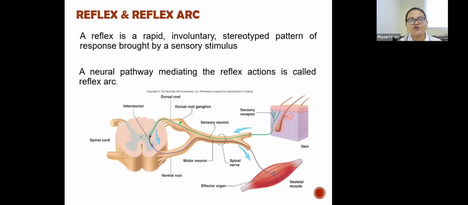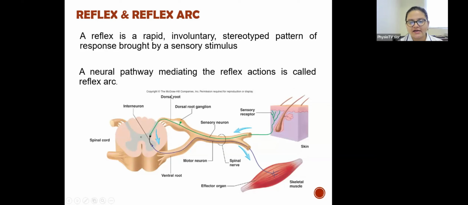So whenever you touch a hot object, right? Immediately your hand is withdrawn, right? So this is irrespective of the type of object that you touch. If the object is hot, then your hand is involuntarily going to withdraw. You don't even have to think about it, right? So this is what is a reflex. It is a rapid involuntary stereotyped pattern of response brought on by a sensory stimulus. So the neural pathway that is mediating the reflex action is called the reflex arc.